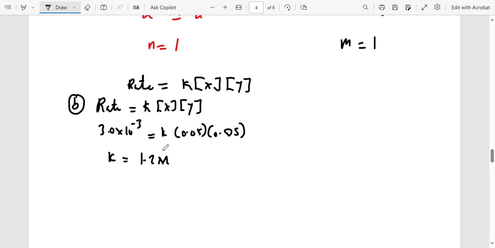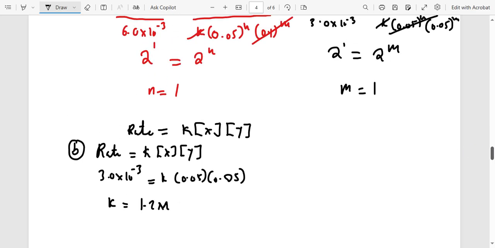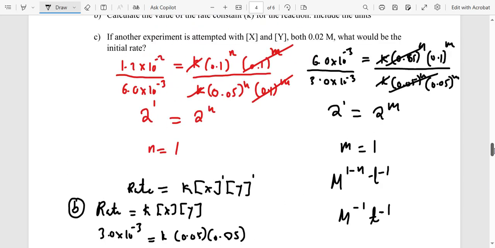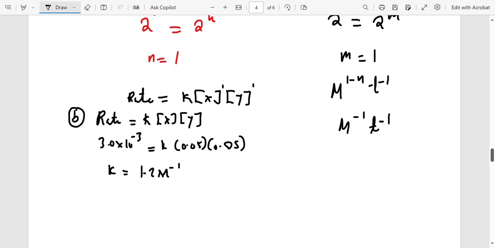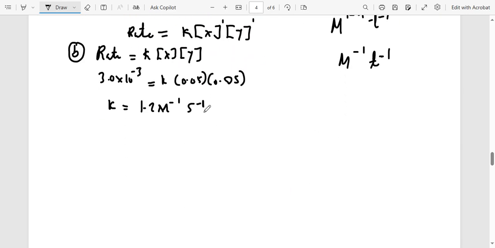Because it's the first order reaction. Is this a first order? No, it's a second order because you have got two reactants. The unit for an nth order reaction, remember, is M to the power 1 minus n times time to the power negative 1. Where there is n, put 2. So that will be M to the power 1 minus 2, negative 1, and then time to the power negative 1. So the unit will be M to the power negative 1. But remember, time, what unit are we using? It's seconds. So it will be seconds to the power negative 1.